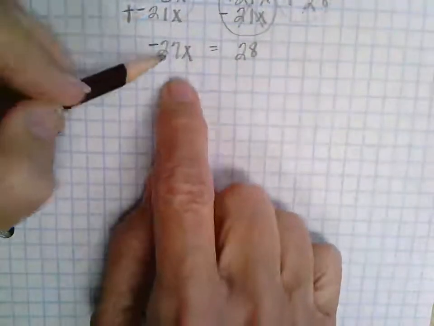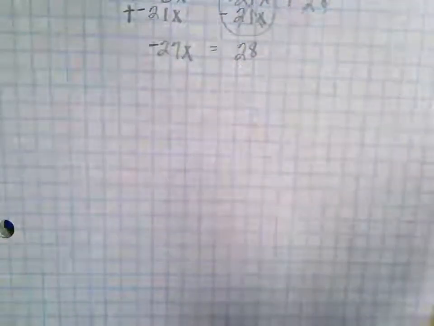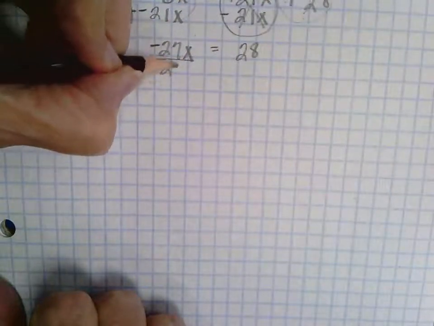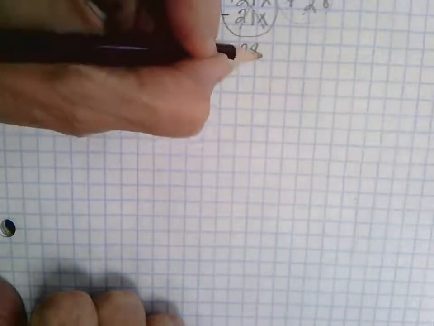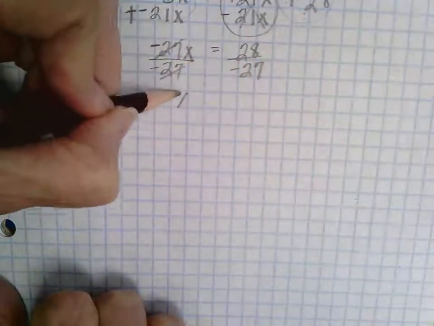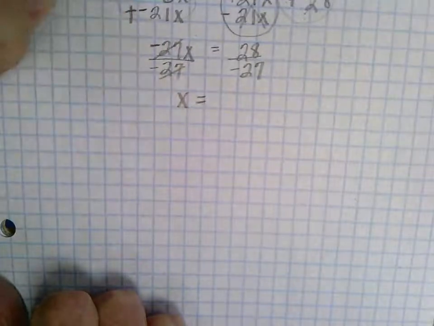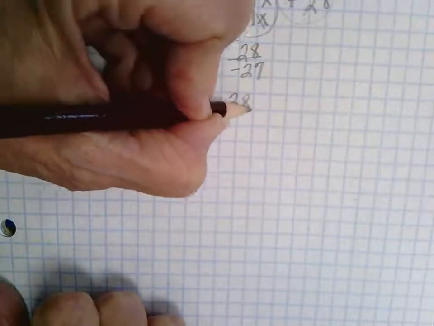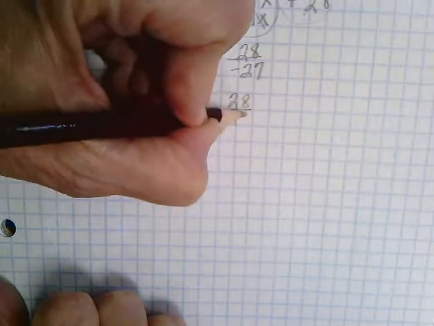So now I've got x's on this side, numbers on the other. Excellent, but I don't want that coefficient there, so I'm going to divide by negative 27 on both sides, and that gives me my value of x is equal to 28 over negative 27.